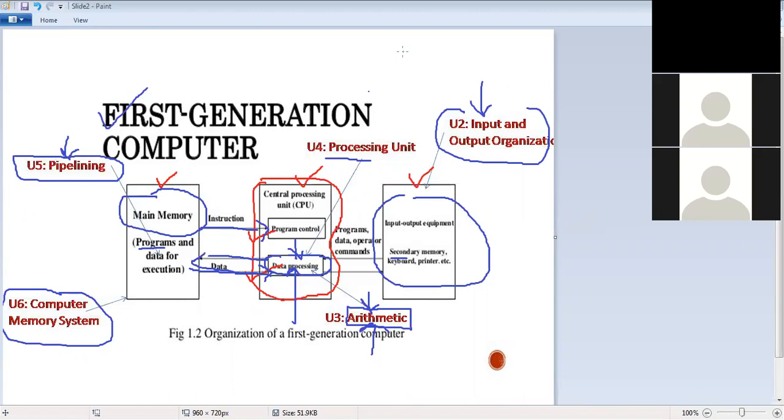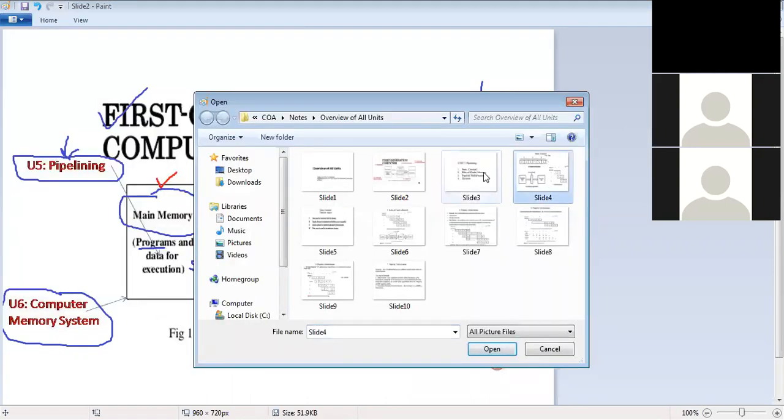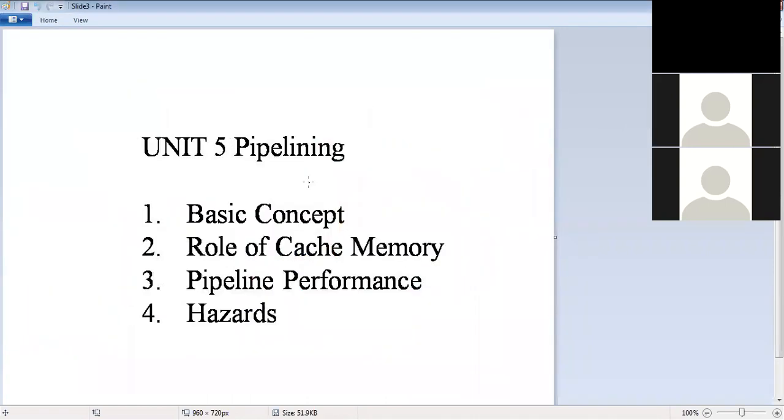So let us go for the discussion of pipelining. I will touch upon four important points of pipelining here. First we go for the basic concept, and then we are going to discuss the role of cache memory for pipelining. Then we shall discuss the performance of pipelining, and what kind of strategies are used to improve the performance. And last, we are going to discuss the hazards. So let us discuss one by one.